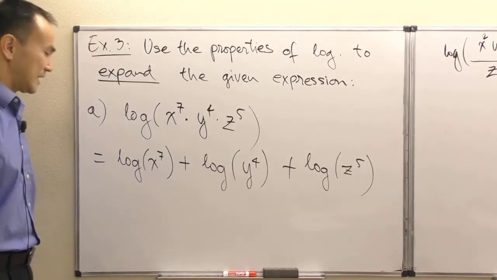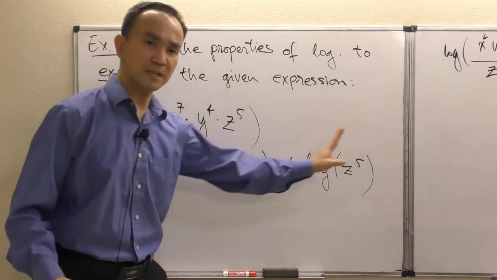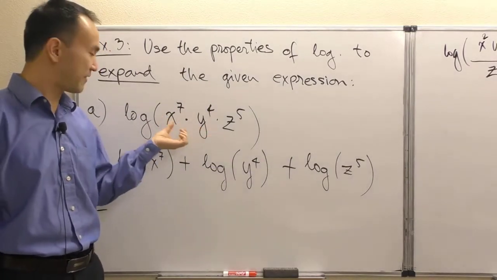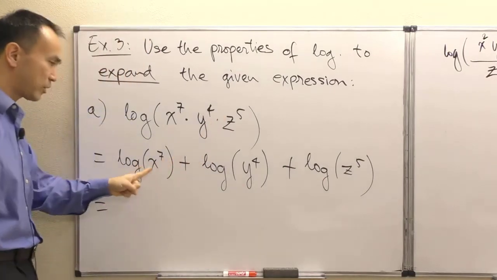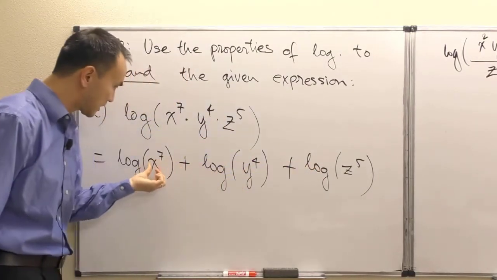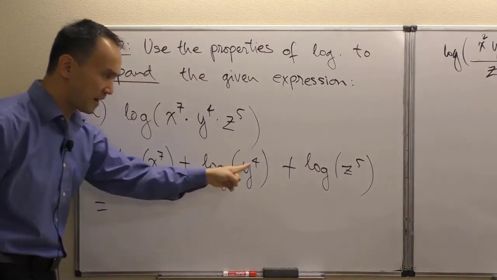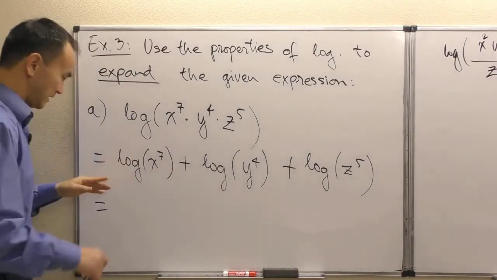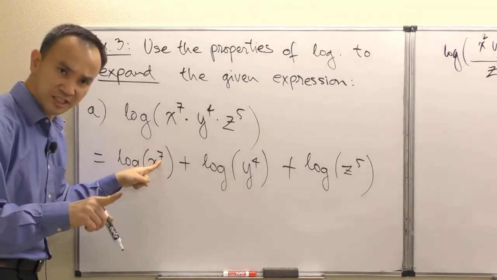In the next step, after breaking it down to three separate terms, due to the fact that the beginning problem had three factors, let's look inside each one of these logs. Let's look at the inside argument of each of the logs here. We have a power, we have a power, and we have a power. So now we're going to take care of the powers as the next step. The power rule, rule number 6, is now going to apply.